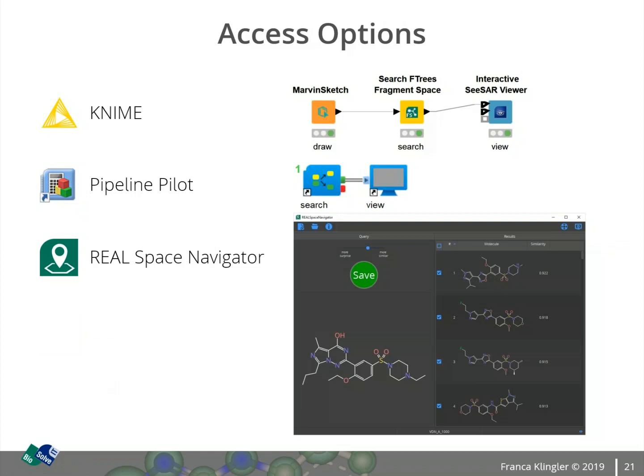So how can you get there is the question. How can you access all the things? There is a KNIME node which allows you to search in REAL Space or other spaces. There is a Pipeline Pilot node to search in the space, and for the REAL Space itself, we have the REAL Space Navigator. That's a quite easy to use interface.